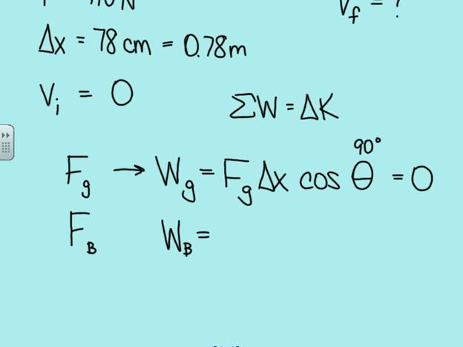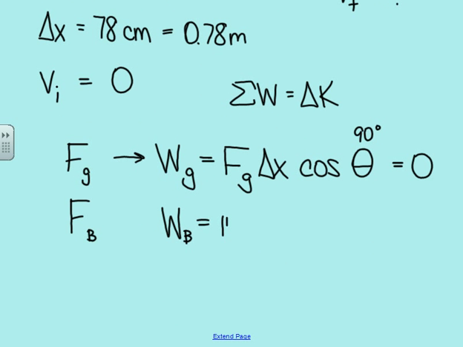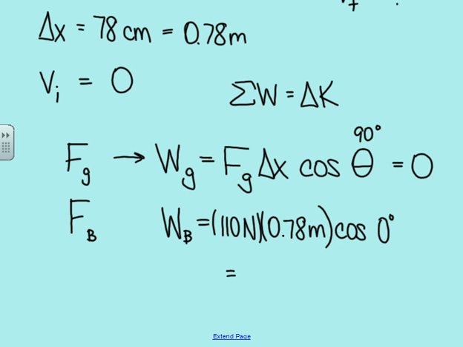Let's calculate how much work that bow does. That's the force of the bow, 110 newtons, times the displacement, 0.78 meters, times the cosine of the angle between the two. The bow is the only force causing this displacement. That means they have to be in the same direction, so the angle between the two of them is 0. When I multiply this out, I find out that the work done is 85.8 Newton meters.